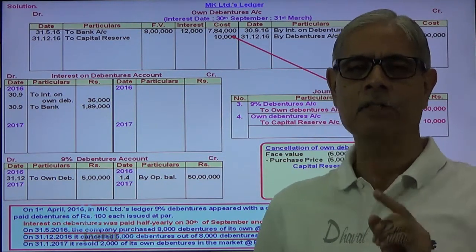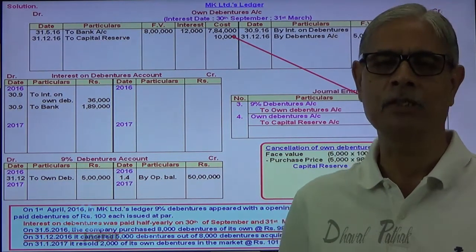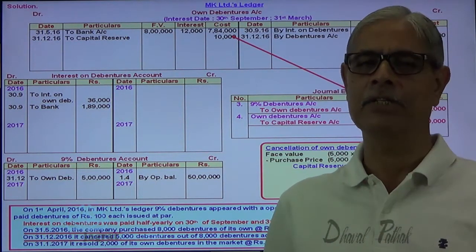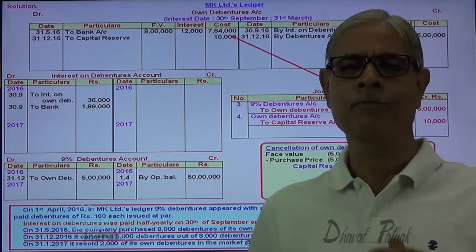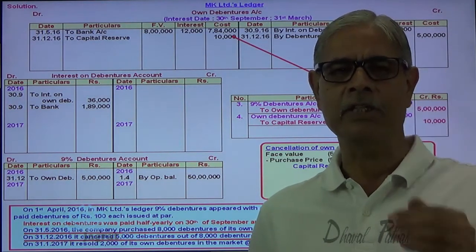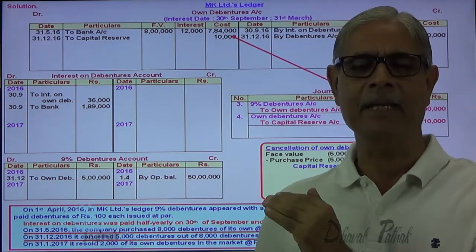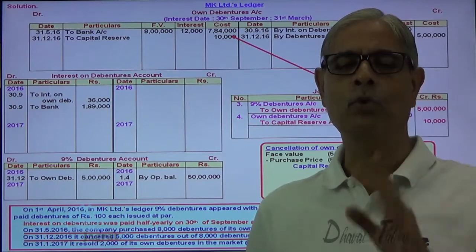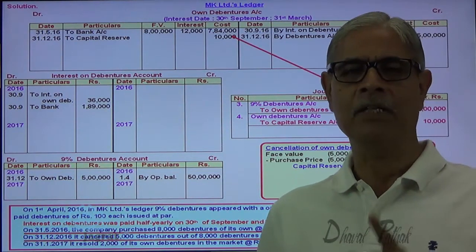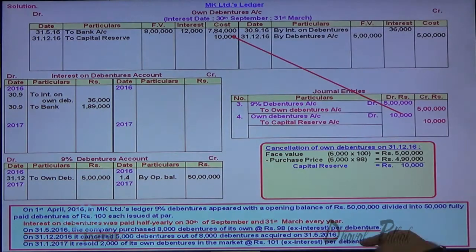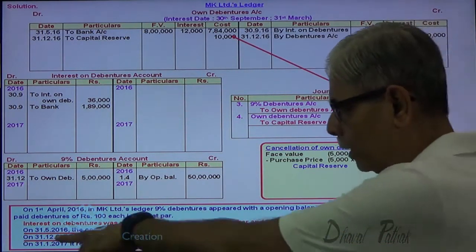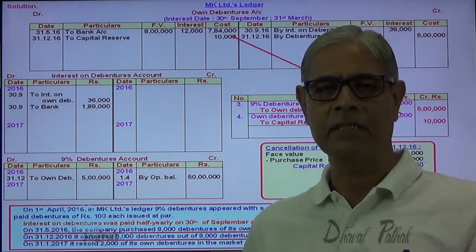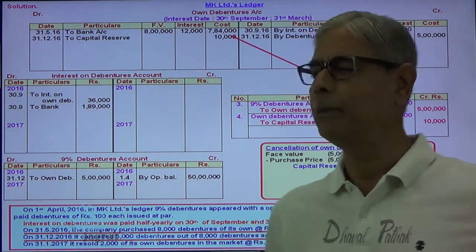And when you sell investment or when you cancel own debenture, you earn the interest on own debenture till the date of cancellation. Remember one thing, very important thing. When you purchase investment, you are required to pay interest till the date of purchase. When you sell or cancel the debenture, you earn interest till the date of cancellation or sale. So, I am going to earn interest on own debenture till the date of cancellation. Date of cancellation is 31st of December. Last interest was paid on 30th September.